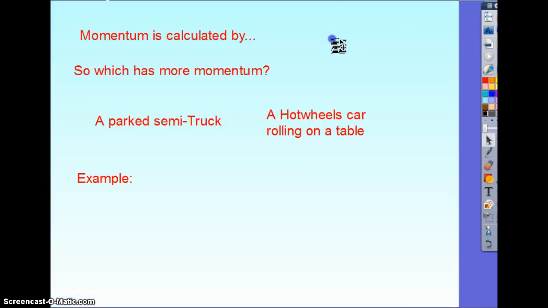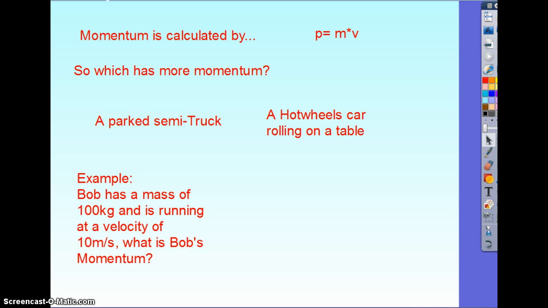So let's look at this. How do we calculate momentum? Momentum, signified by P, is mass times velocity. So which has more momentum, a parked semi-truck or a Hot Wheels car that's rolling? Well, the semi-truck is parked, so its velocity is 0. While it has a much greater mass, its velocity is 0. The Hot Wheels car, while having a small mass, would have some velocity and therefore would have more momentum.